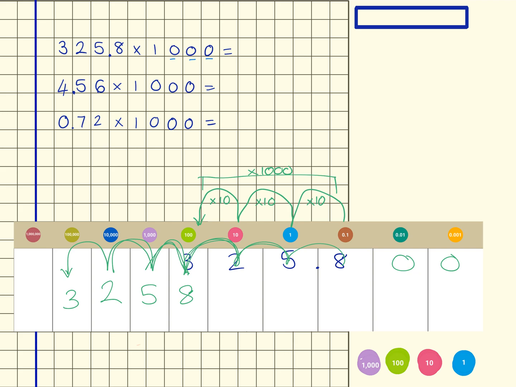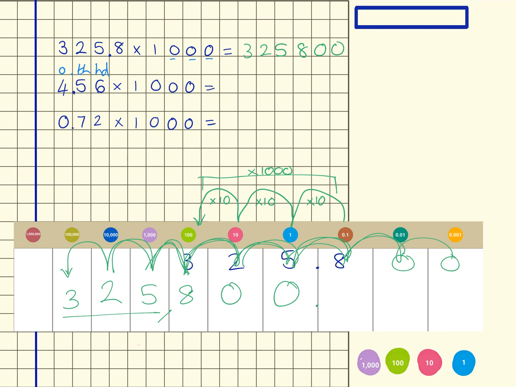We don't put them in because, again, we would have incredibly long numbers if we put all the zeros on either side of the numbers that we actually have. If they were there, though, you would see that this would also move 1, 2, 3, and it would go here, and then 1, 2, 3, and it would go here. So you end up with 325,800.